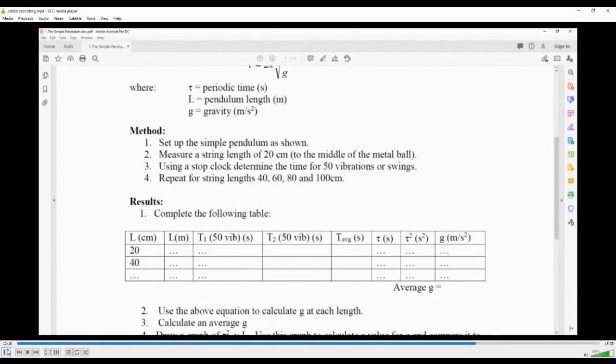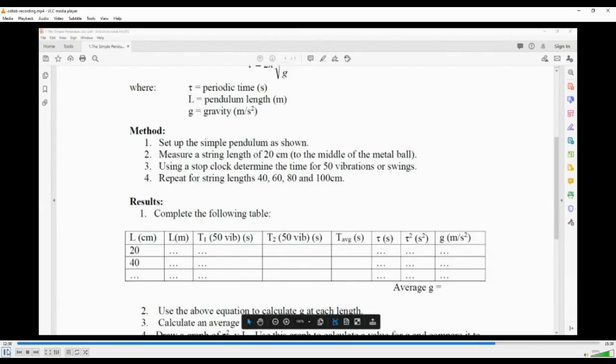How do we get the average? We add the two of these together to get the average. So once we have that average, we've got the average time for 50 vibrations. How do we get the time for one vibration, tau? We take our average time and divide by 50. And in the formula I worked out just now, I needed tau squared, so I'm just squaring tau there. And then I'm using the formula to get G. Okay, so that's our basic method.